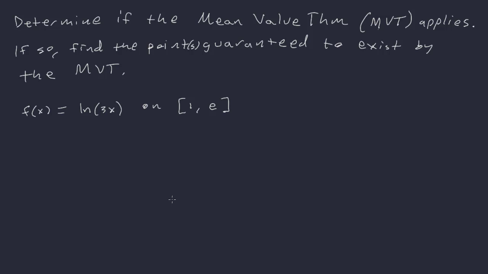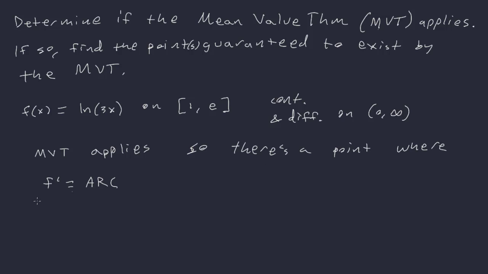All right, so next up, let's look at the function, let's say the natural log of 3x on the interval 1 to e. Now, natural log is continuous and differentiable on 0 to infinity, not including 0, but that's fine. So the mean value theorem does apply here. So I'll just say MVT applies. All right, so that means there definitely does exist a point where the instantaneous rate of change equals the average rate of change. Or to put it another way, there's a point where f prime equals the average rate of change.